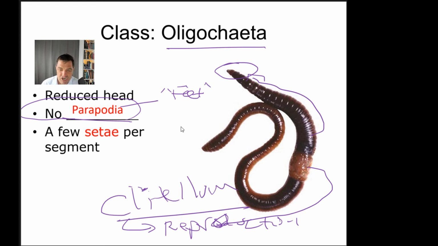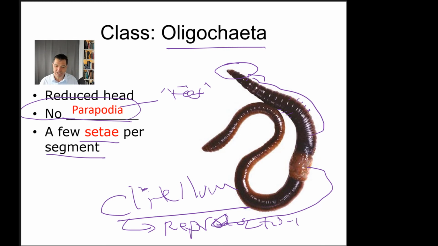They also have, which is not shown very well, probably not at all in this picture, what are called setae. Setae are little tiny hairs that stick out of the earthworm. So if you imagine little tiny hairs sticking out of this, they're very hard to see. You'd have to see them under a microscope.